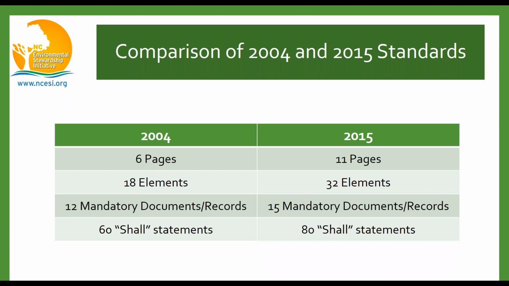So that first standard was around for about 6 years until they added it in 2004. And that one lasted a little over 10 years. So in 2004, it was 6 pages long versus now it's 11 pages long. There were 18 elements, and that has gone up to 32. There were 12 mandatory documents and records, and remember we've got that Word file for you to review. That's now up to 15 places where the standard requires mandatory documents or records. And the shall statements, so that is something you have to do, have increased from 60 to 80 with this newest version.